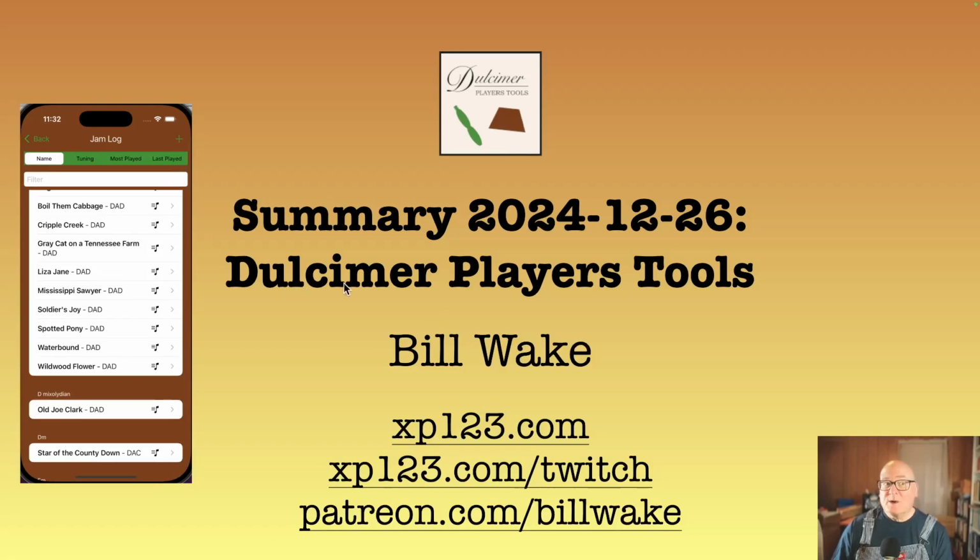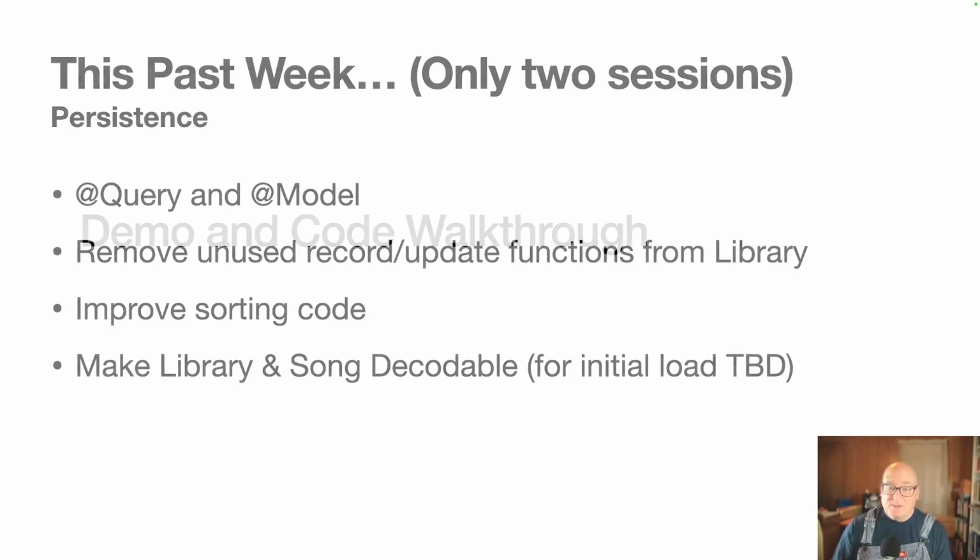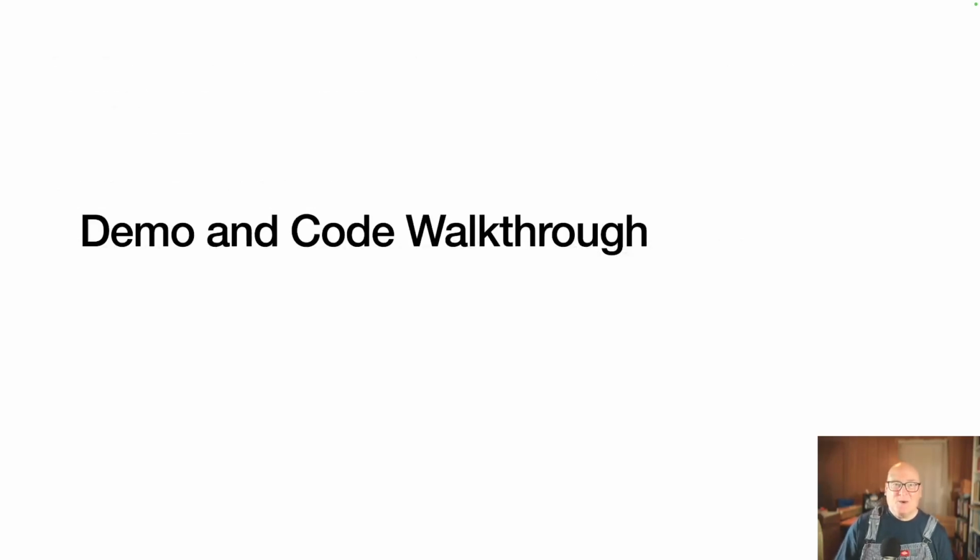We're continuing to work on this Dulcimer Player app with various tools, and this week we focused on persistence. We only had 2 sessions because of the holiday, but we made our classes use query and model, which is SwiftData's approach to persistence. We removed some unused functions from the library. We improved our sorting a little bit, and we started working on making library and song decodable so that we can do an initial load. Let's see a demo and take a code walkthrough.